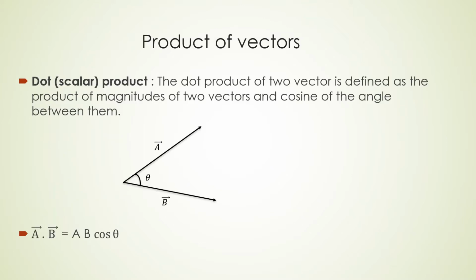Let's study the dot product of vectors, that is also called the scalar product. The dot product of two vectors is defined as the product of magnitudes of two vectors and the cosine of the angle between them. As you can see in the diagram, let A and B be the two vectors. If theta is the angle between the two vectors A and B, then their dot product can be given as A dot B is equal to AB cos theta.